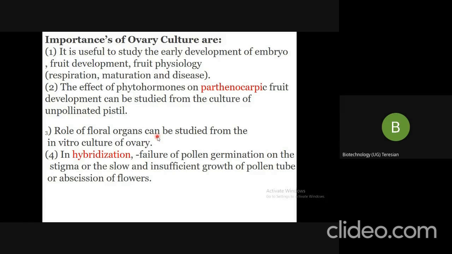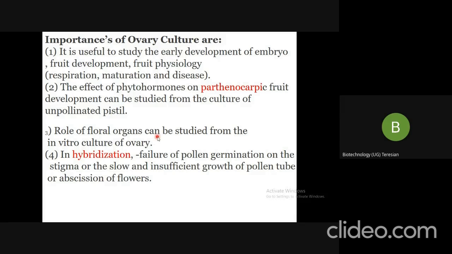So in some, it has been found that the pollinated ovary produces normal fruits in vitro. That is, in vitro means in the lab, if the sepals are not removed before culturing. However, if you have removed the sepals, then the addition of 5% sucrose is necessary to obtain satisfactory growth of the ovary in the culture.